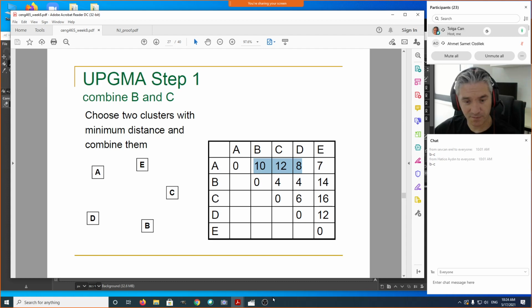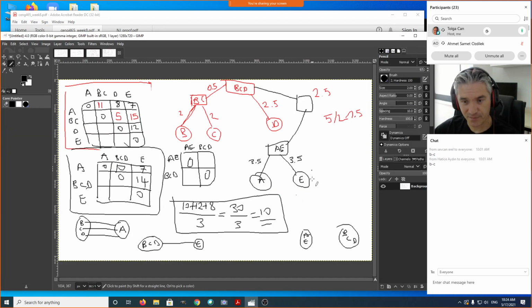So what it will be is like this: 30 coming from A to B, C, D, plus 42 coming from E to B, C, D, and divide this by 6. So it's 72 divided by 6, which is 12, right? So here I'm going to write 12. And this 12 is going to be divided into 2 parts as 6 and 6.